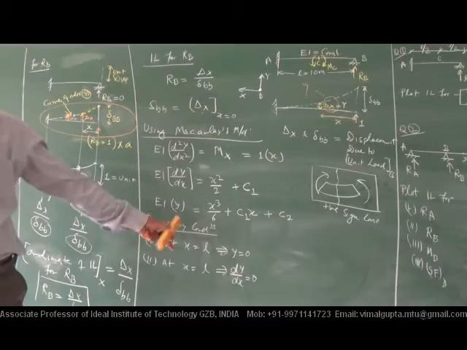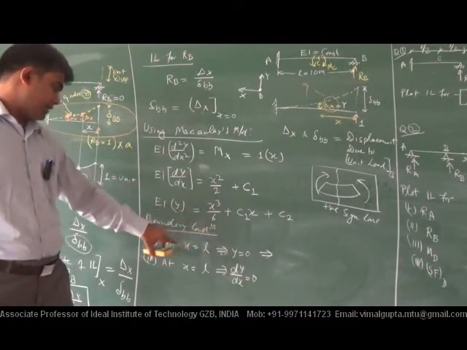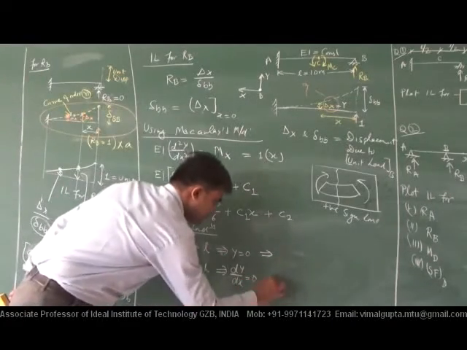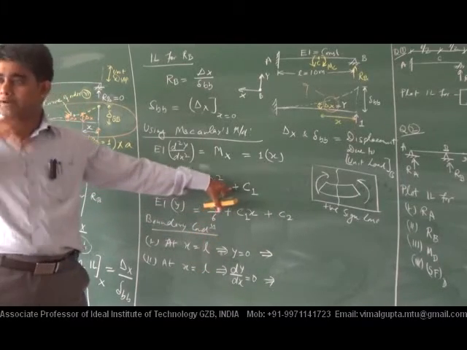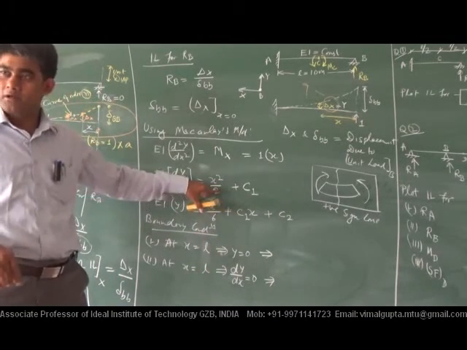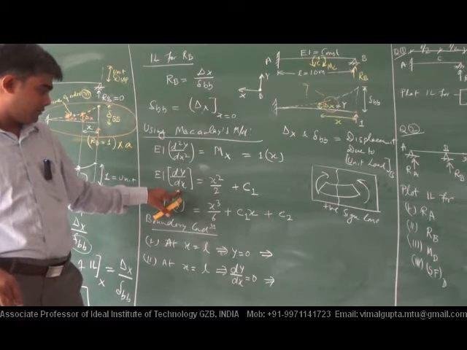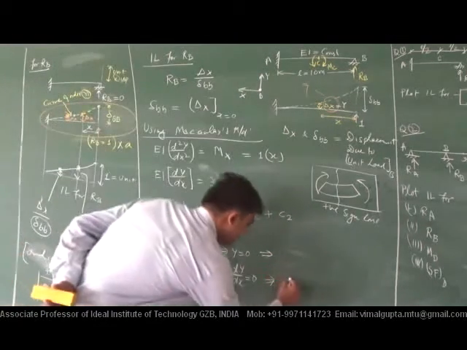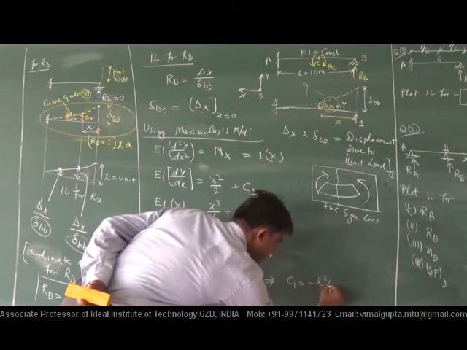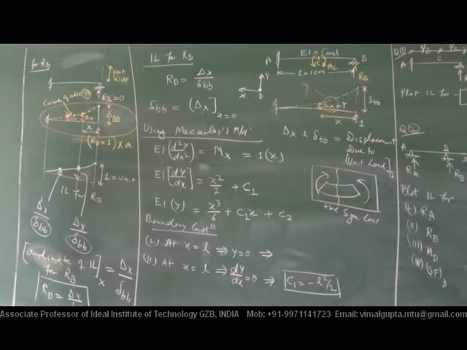It is very simple. Using this, you can calculate the value of C1 by putting x is equal to L and dy by dx equal to 0. What will be the value of C1? Minus L square by 2. So the value of C1 comes to be minus L square by 2. This is the value of C1.